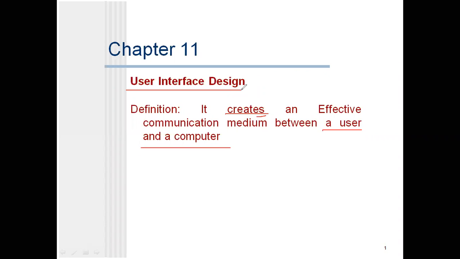Not only is it a medium for user and computer, it may be an interface between some software components also. Interface is not only a communication medium between a user and a computer system. It may be a medium between software components. If two software components are there, they can communicate by using these interfaces only, right? Not only that, the third one: if a user wants to communicate with software, that is also possible.